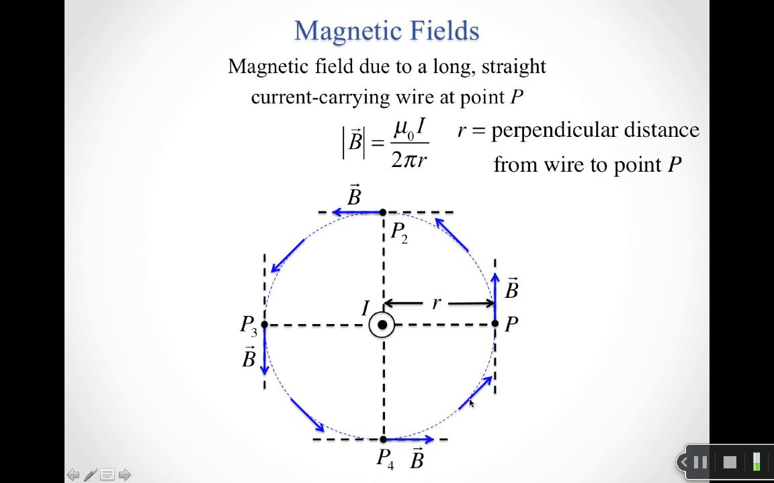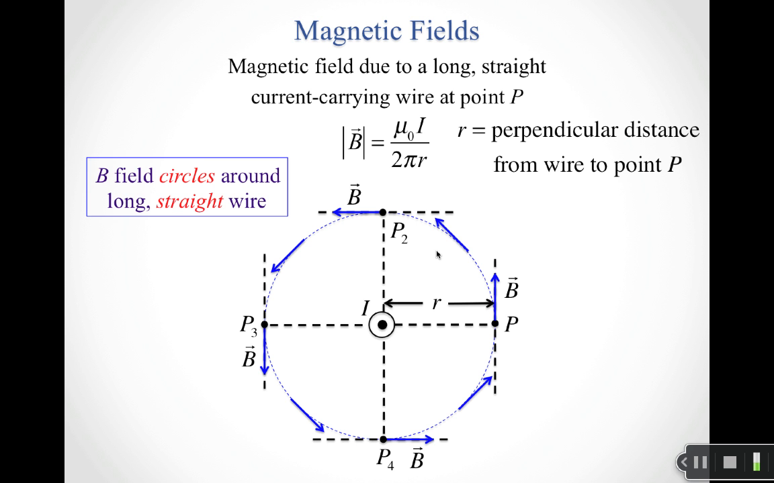So this was the statement that I made on the very first slide of saying that we're going to have a straight piece and a circular piece for both of these magnetic fields due to current carrying wires. In this case, our current is the long straight piece, and the magnetic field circles around our long straight wire.